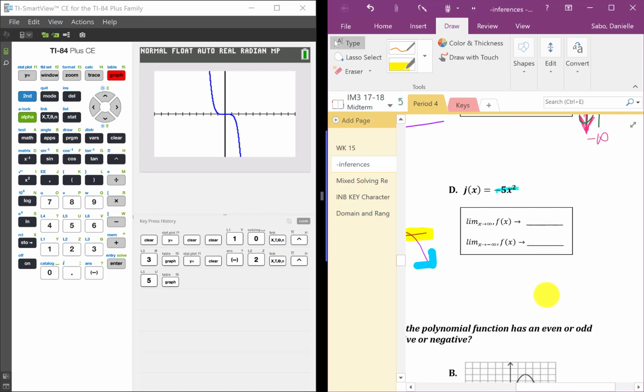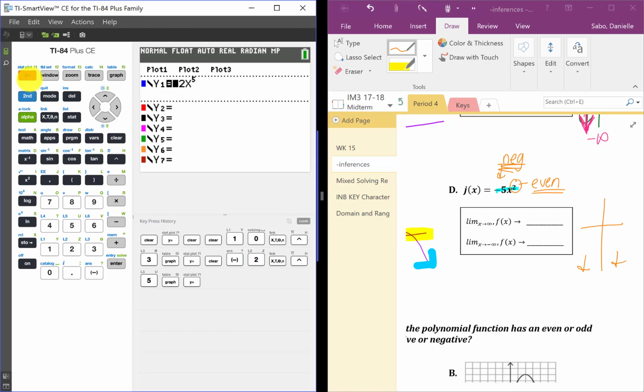Now let's look at the next one. I have a negative leading coefficient with an even degree. So that is probably the best situation, because even means they're the same. And because it's negative, I should know it's going down no matter what. But if you ever get stuck, go back to your graph, clear it out, and type it in.